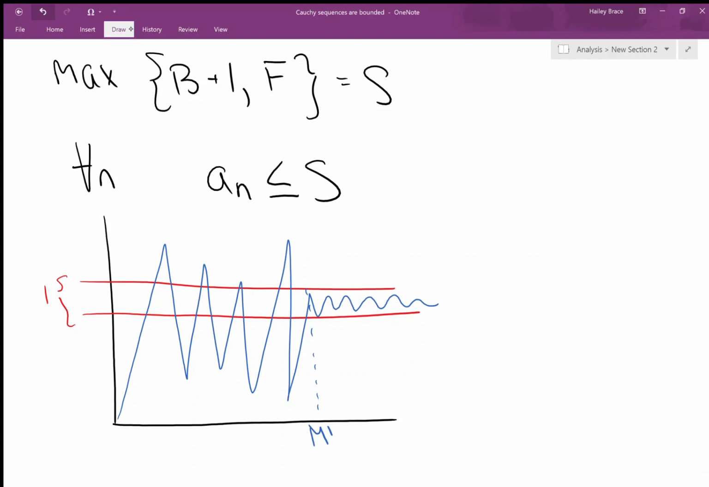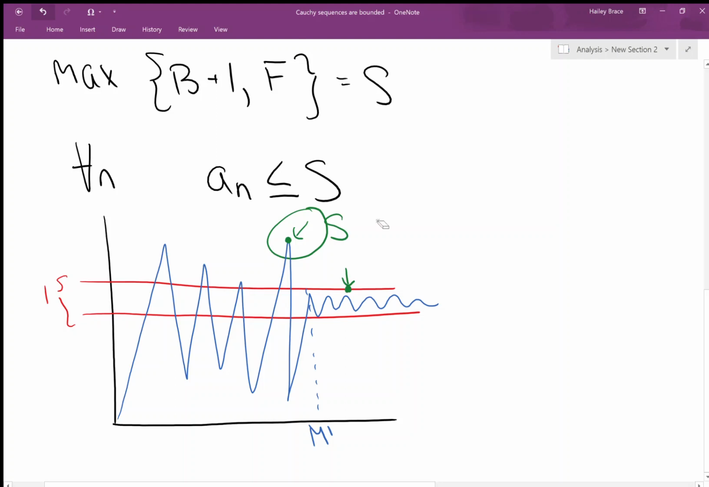So we look at the biggest value that a_n could possibly achieve after a_m prime, and that's this top red line. And then we also look at the biggest value that the Cauchy sequence achieves before getting there. So in my picture, it looks like this is probably it. And we look at the bigger of those two, and in this case, it's this one. So that is going to be our upper bound S.